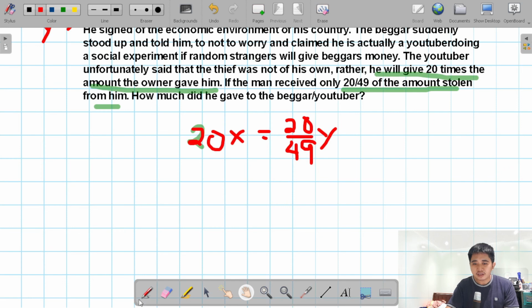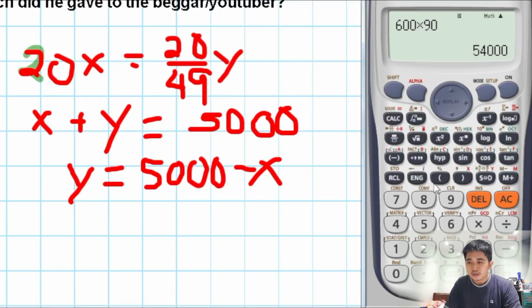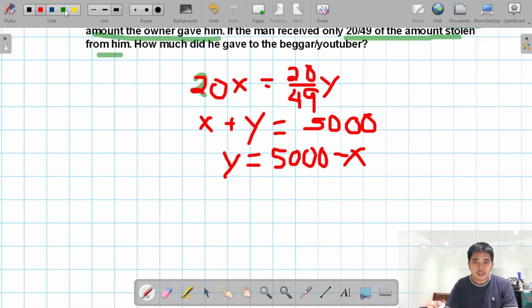By the way, the 5,000 there is just x plus y is equal to the total 5,000. So we let y in terms of x be 5,000 minus x. Substitute y into the equation here. The calculator. So 20 alpha x equals 20 divided by 49 times 5,000 minus alpha x. Shift solve. It's just 100. The man gave the YouTuber or beggar 100 pesos.